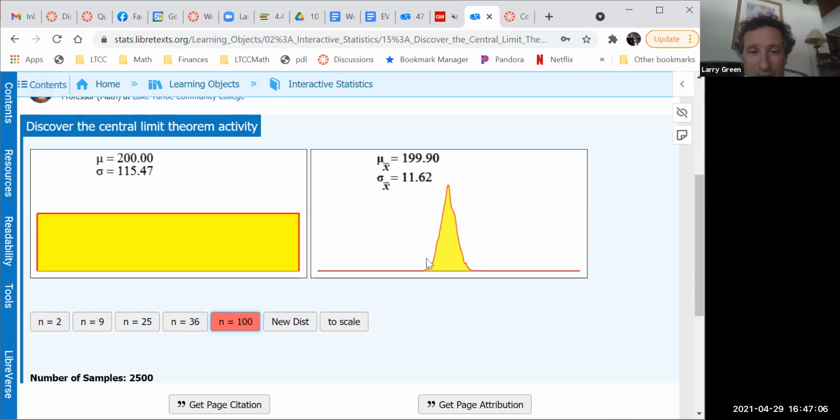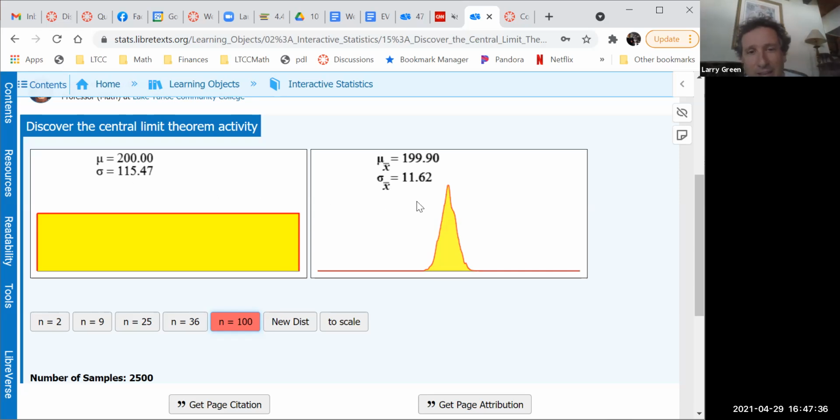Okay, and in fact, notice this is unimodal. It's symmetric. Do you see that? This is not that far from being normal. Do you see that? Okay. Notice that the mean of all those collections is basically the same as the original mean. We started with 200, and guess what? The mean of all the X bars is still around 200. Is that clear?